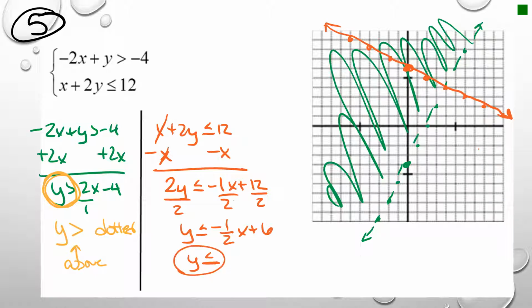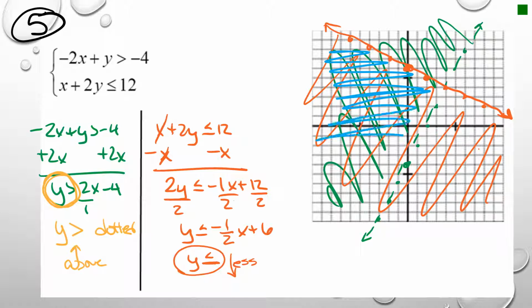I have y is less than, is below. So then I have to identify where the two lines overlap, and it is this area in here. Remember, any point in that region is a point in the solution set. Any point on the solid orange line is part of the solution set. Green dotted line is not.